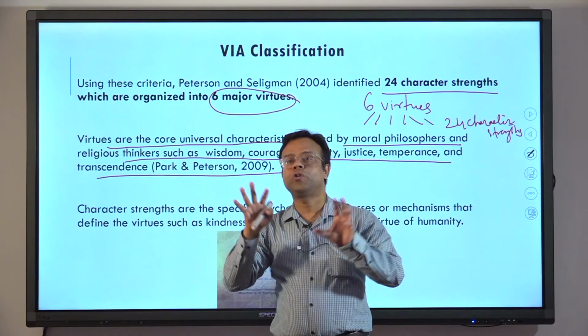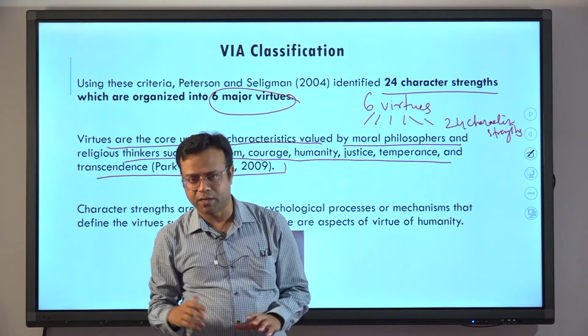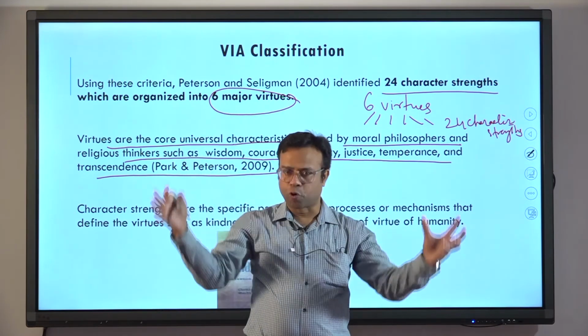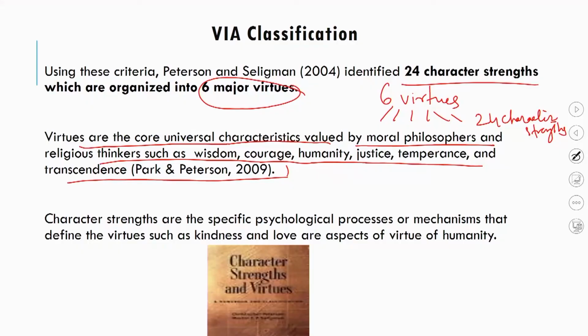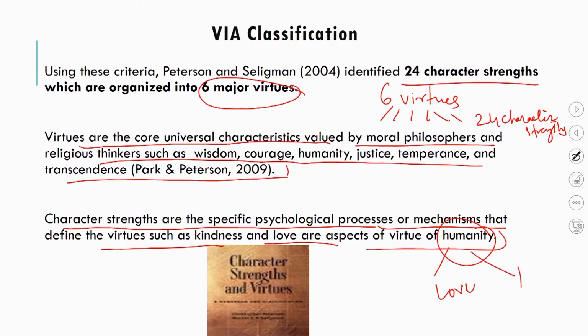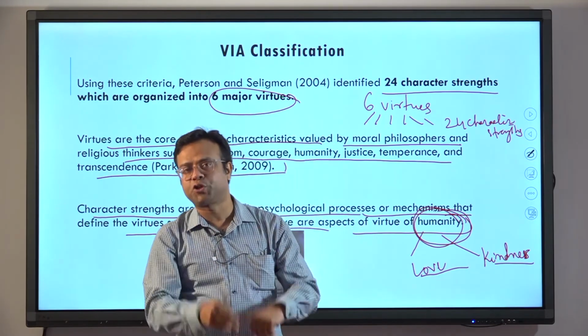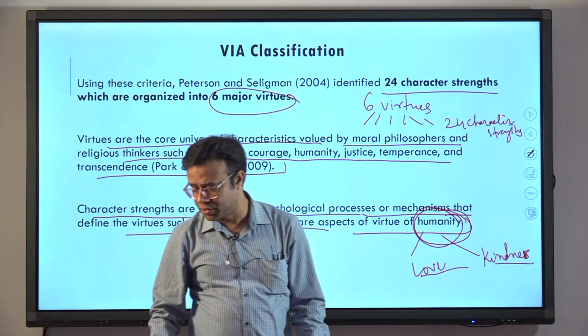So virtues are more core universal values which are morally desirable, broader constructs, and character strengths are more specific expressions of them. These character strengths are the specific psychological processes or mechanisms that define the virtues, such as kindness and love, which are aspects of humanity. So humanity is a virtue, and under it there may be character strengths of love and kindness. This is the virtue, a broader term, and character strengths are more specific expressions of that virtue. This is how they define these terms.